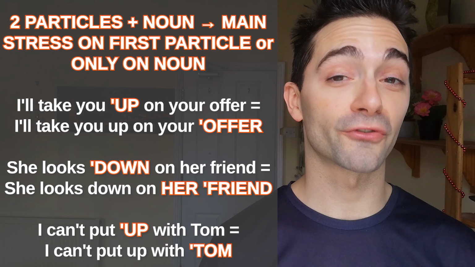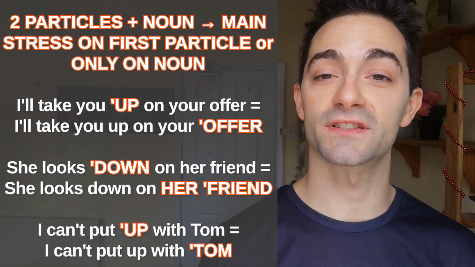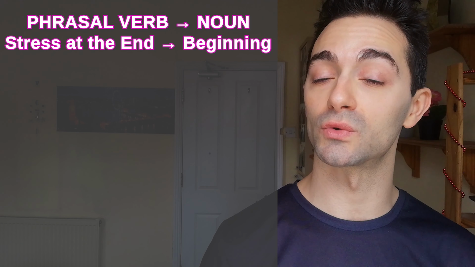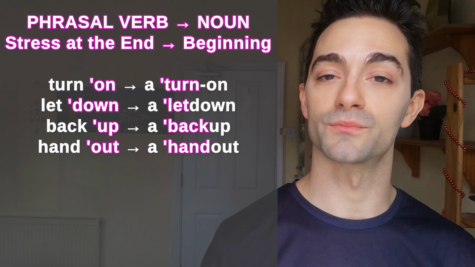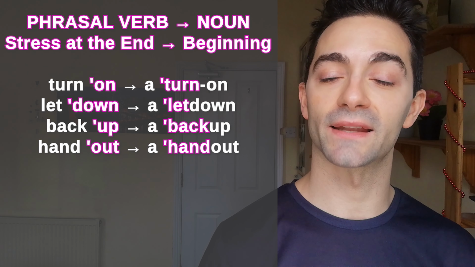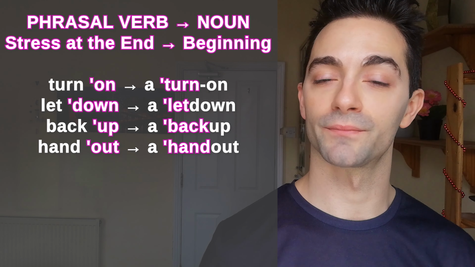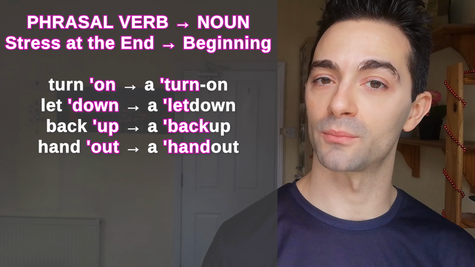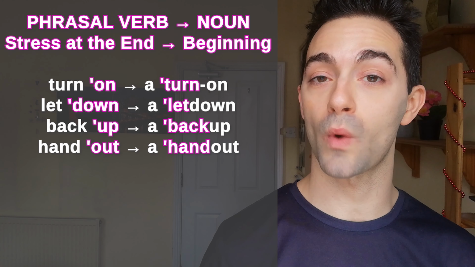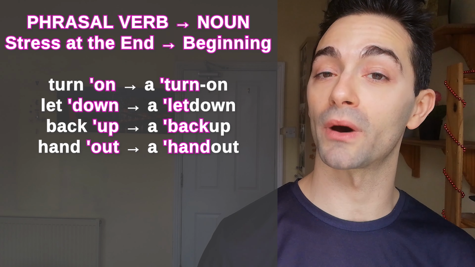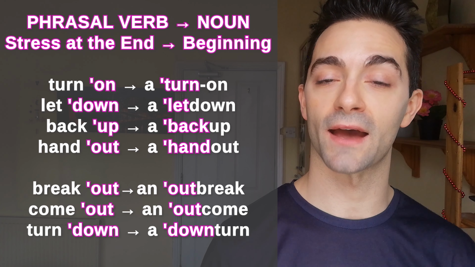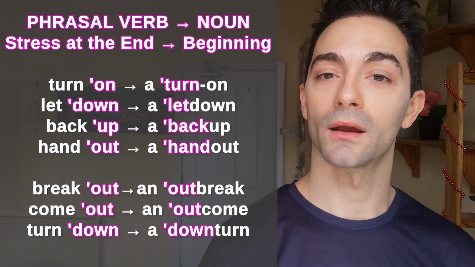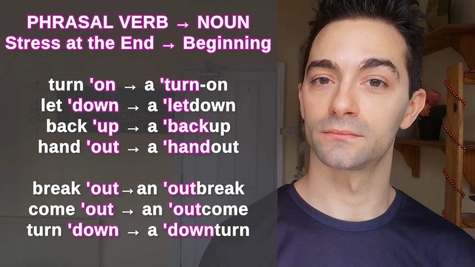When we transform a phrasal verb into a noun, the stress shifts from final to initial position. To turn ON becomes a TURN on. To let DOWN, a LET down. To back UP, a BACK up. And the same happens when we create a noun by inverting the verb and the particle. Break OUT, OUTbreak. Come OUT, OUTcome.